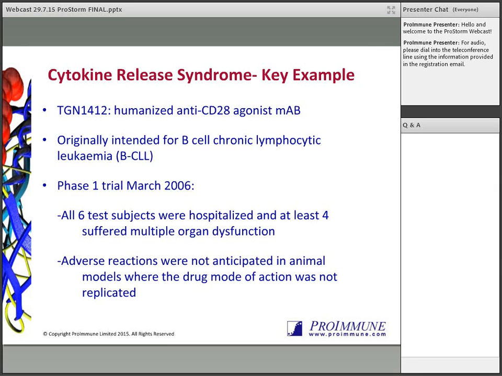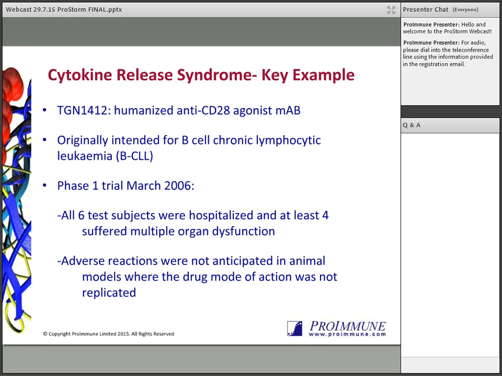TGN-1412 was in a clinical trial in London, in the United Kingdom, in 2006, and it was originally intended for B-cell chronic lymphocytic leukemia. TGN-1412 was administered contemporaneously in all 6 patients, and then all of them were actually hospitalized, and 4 of them experienced multiple organ failure.